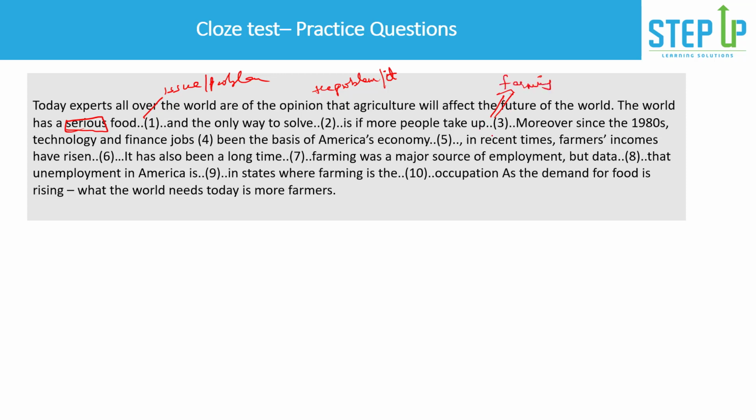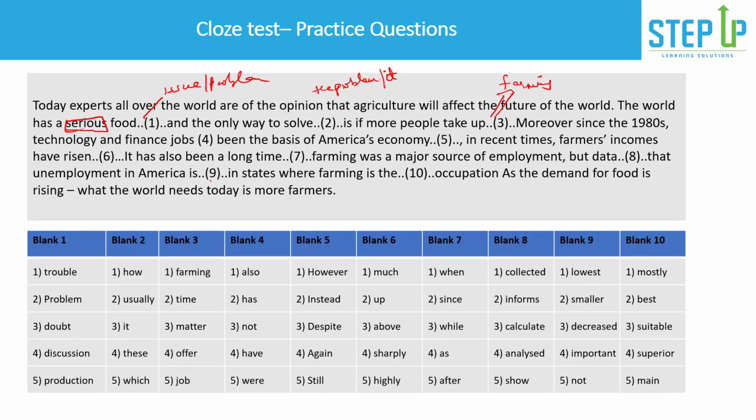So before we move to the next option, let's look at the options and choose. Okay, so today experts all over the world are of the opinion that agriculture will affect the future of the world. The world has a serious food trouble, not really, doesn't go very well. Doubt, definitely not. Discussion, definitely not. Serious food production. Of course, the only option is trouble. You could have said, okay, it could be trouble, but it's more like problem. And the only way to solve dash, solve how is, solve usually is it, these, which. So obviously this is easy.